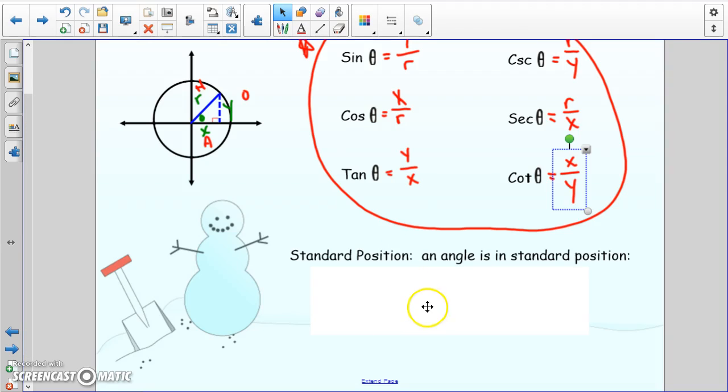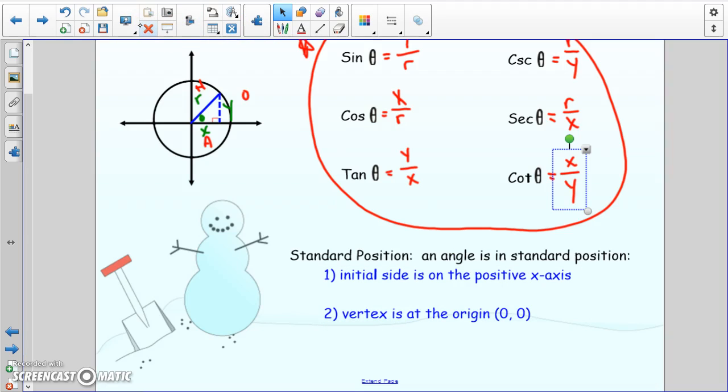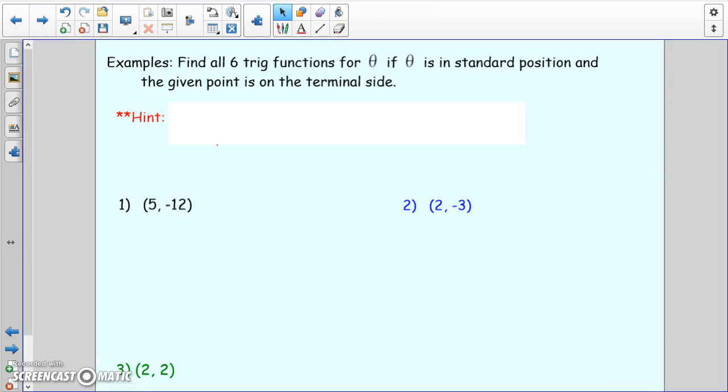Okay, we do have one term that we're going to define because in all the problems we're going to be working today, our angle is going to be in standard position. And what that means is that the initial side is on the positive x-axis. Okay, meaning this side right here, if we look at our picture, and then our vertex is at the origin.